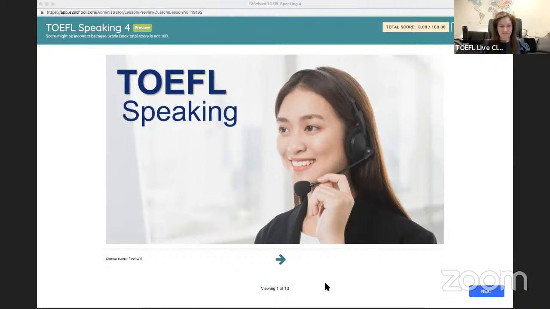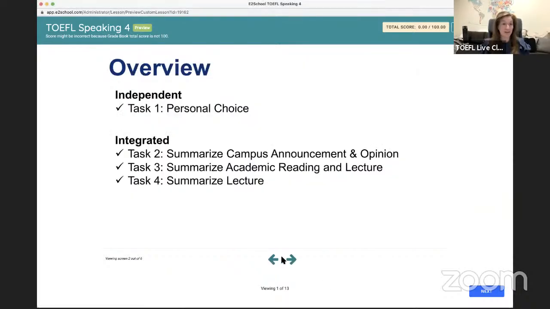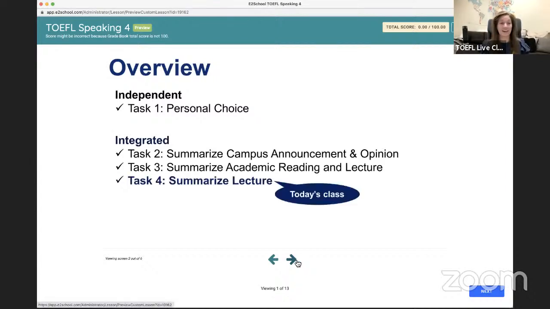All right, so for an overview of the TOEFL speaking, there is one independent task and 3 integrated tasks. And today we're going to focus on task 4, which is to summarize a lecture.